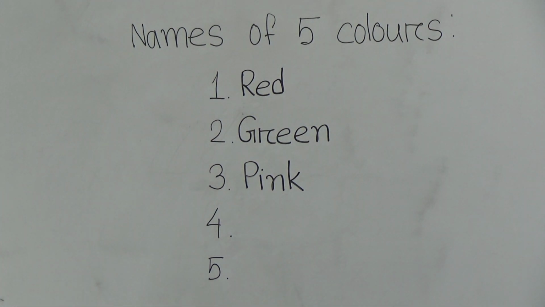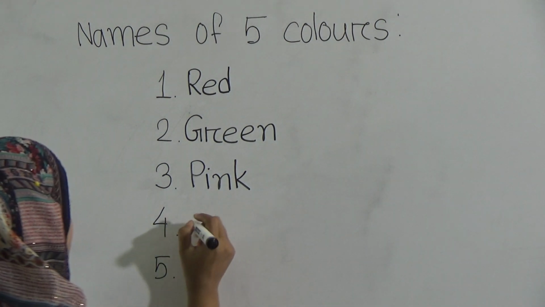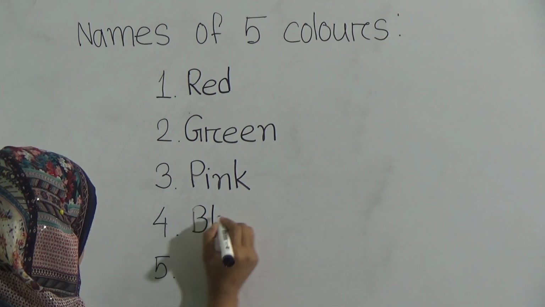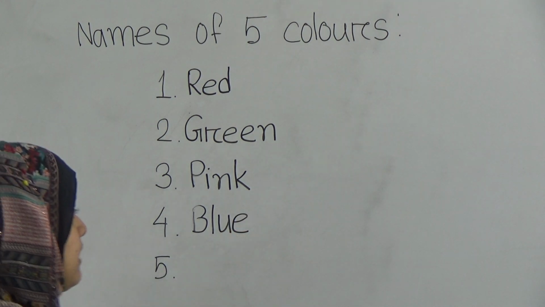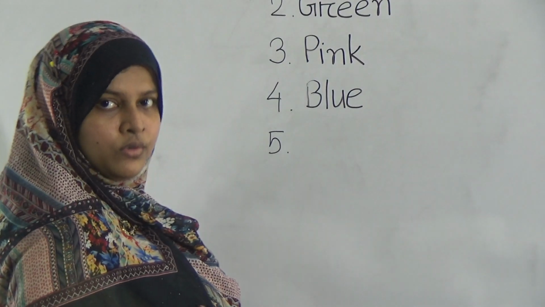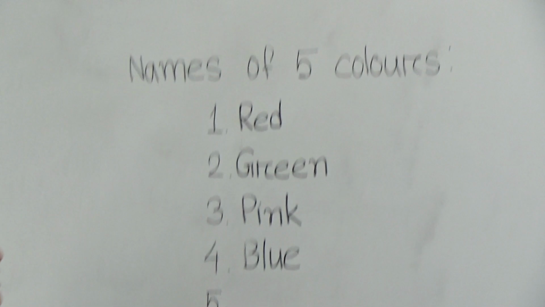Students, now think about the name of a color for number 4. Can you think? Okay, I'm writing here blue. The spelling is B-L-U-E. Blue. Spell with me. B-L-U-E. Blue. Now come to number 5.